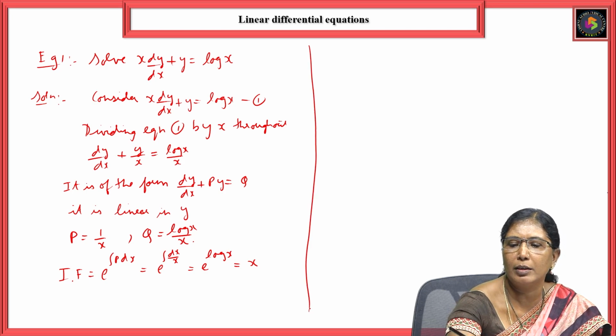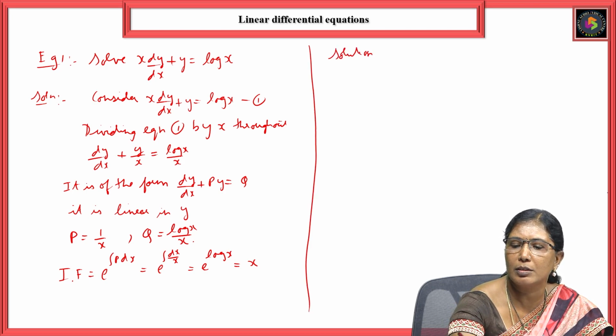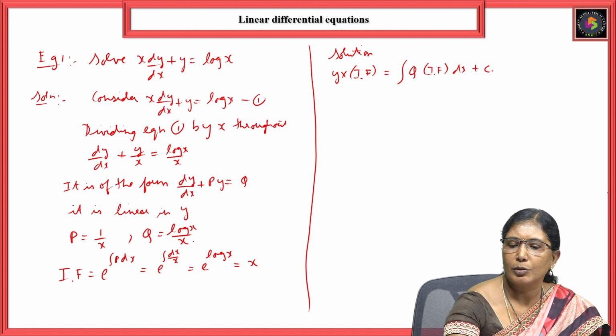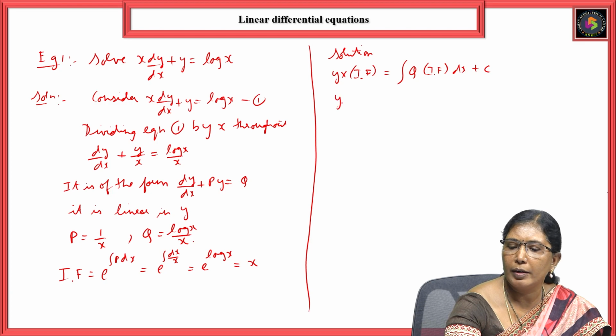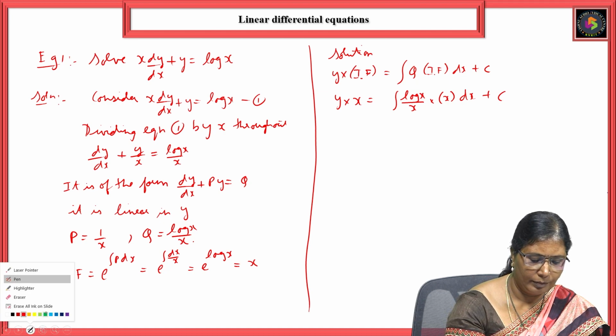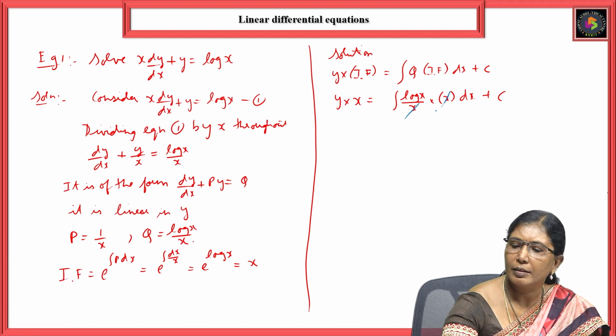Now we have to find the solution. The general solution is y into integrating factor is equal to integration q into integrating factor into dx plus c. So what do you get here? Y into integrating factor, which is x, is equal to integration of q, log x by x, into x dx plus c. Now x and x get cancelled.